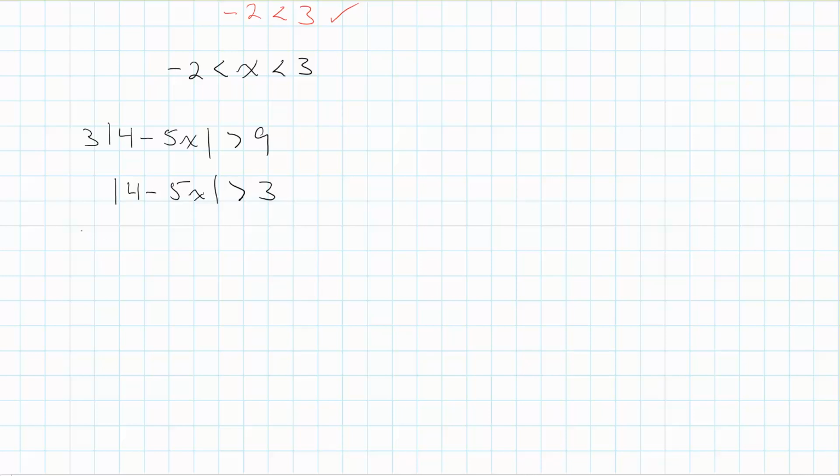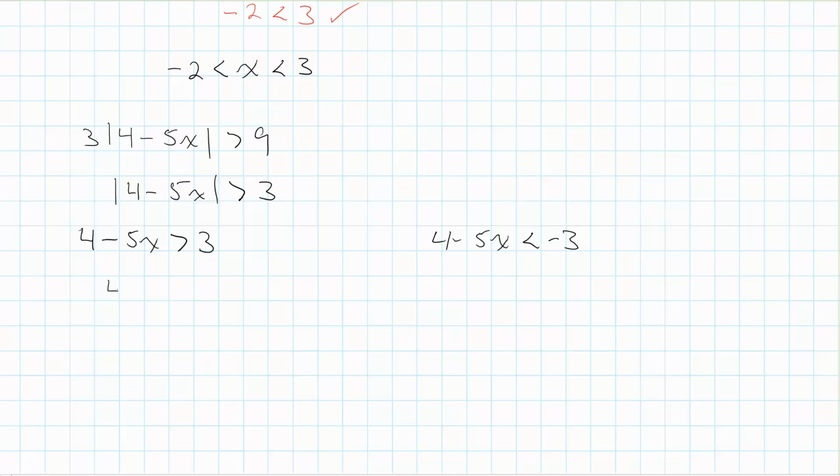And then, well, we'd get our two inequalities. 4 minus 5x is greater than 3. And 4 minus 5x, switching the direction, is less than negative 3. Now, just go ahead and solve this. I'm going to solve this a different way than we have in the others, because I would have to eventually divide by a negative. If you don't want to do that, you can just add things so that you don't have to divide by a negative number.